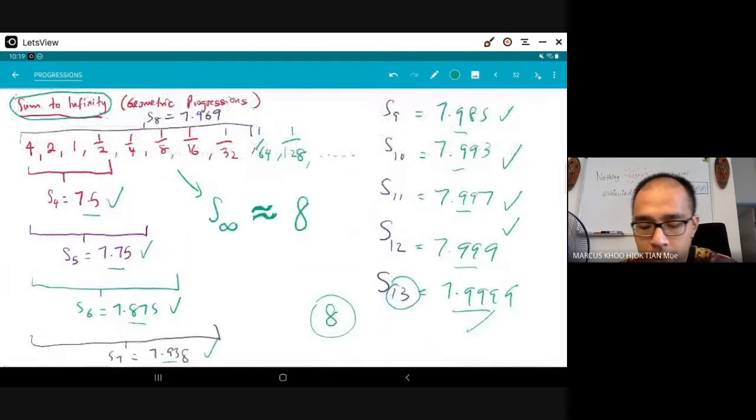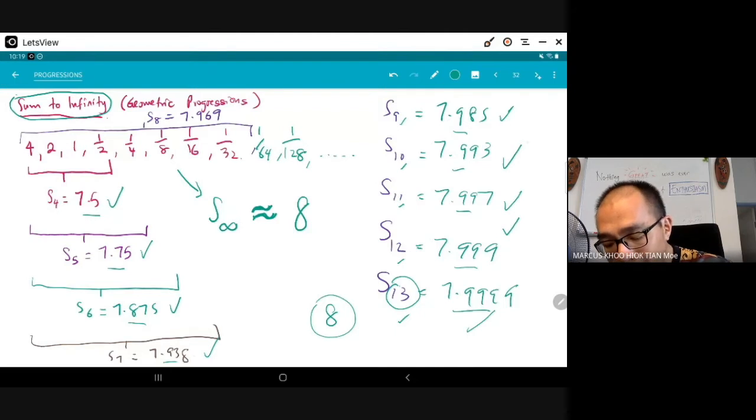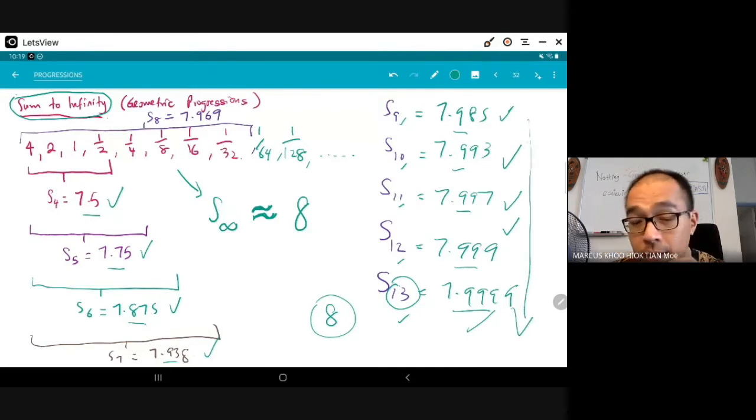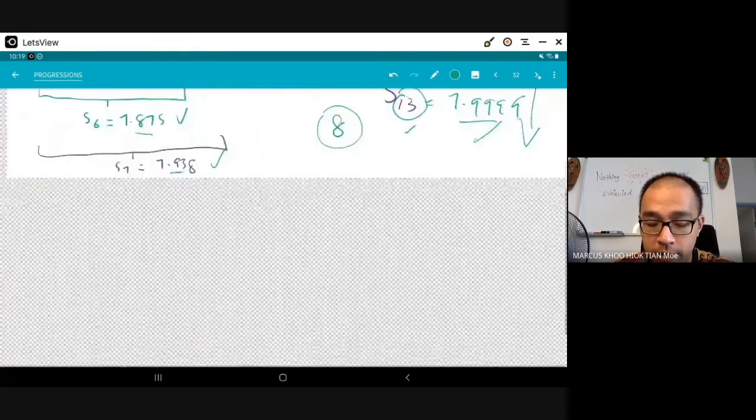We find that the more numbers you add, it's going to become nearer and nearer to number 8, but it won't actually reach number 8. Of course, if you round off you get 8, but if you don't round off, it's actually coming very near to number 8, but actually not number 8. So that's why we call this an approximation.